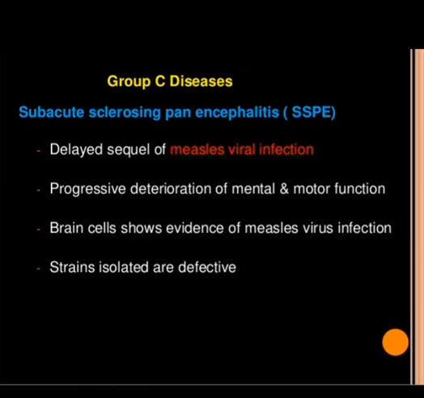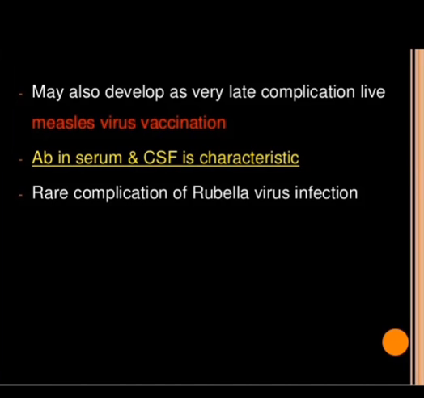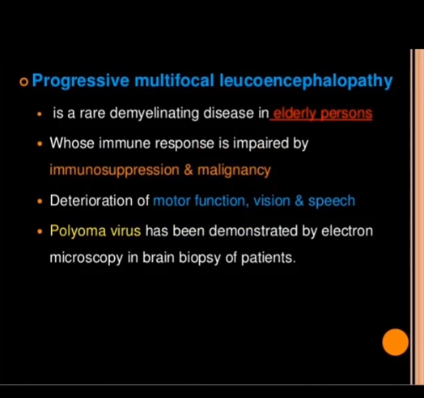Group C disease. Subacute sclerosing panencephalitis is a delayed sequel of measles viral infection, with progressive deterioration of mental and motor function. The brain cells show evidence of measles viral infection. The strains are isolated or defective ones. It may also develop as a very late complication of live measles virus vaccination. Antibody in the serum and CSF is characteristic. It is also a rare complication of rubella virus infection.